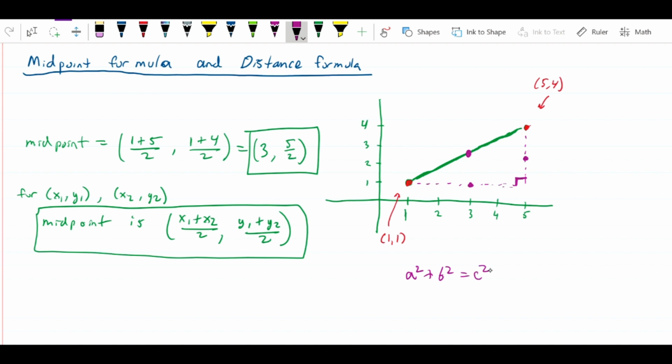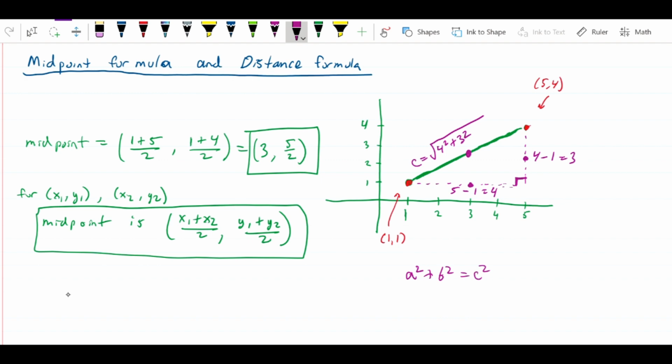So in this case, what we can see is that the horizontal distance of this leg is going to be just the difference between the two x parts of the coordinates, and the vertical distance will be the difference between the two y parts. So this is going to be 5 minus 1 equals 4, and this is going to be 4 minus 1 equals 3. So what we can see is that the length of this hypotenuse is just going to be the square root of 4 squared plus 3 squared.